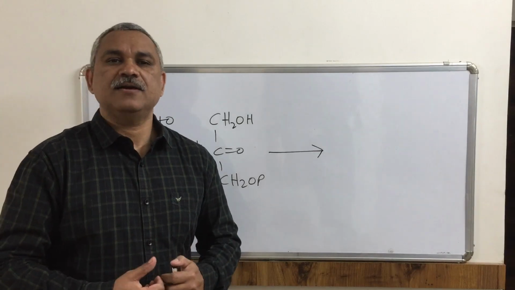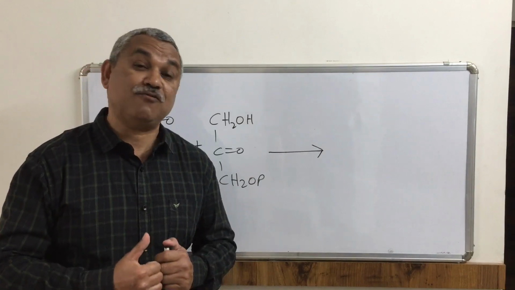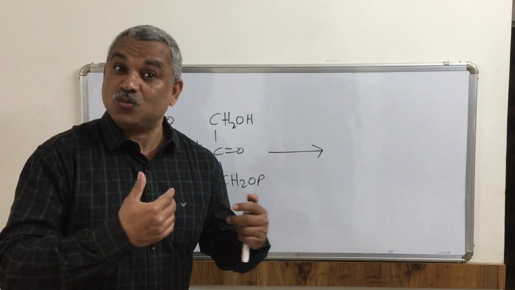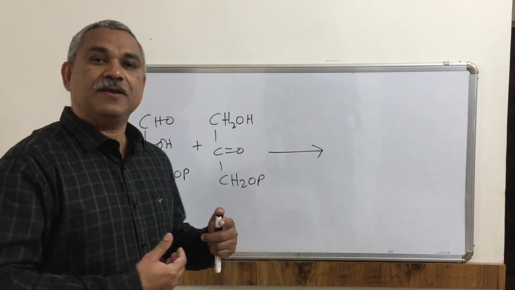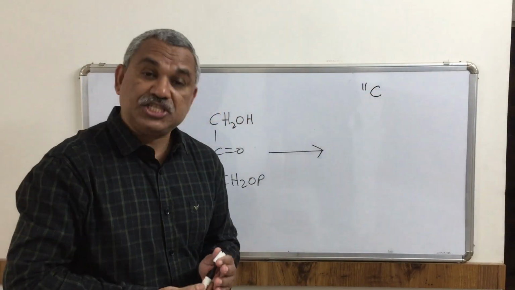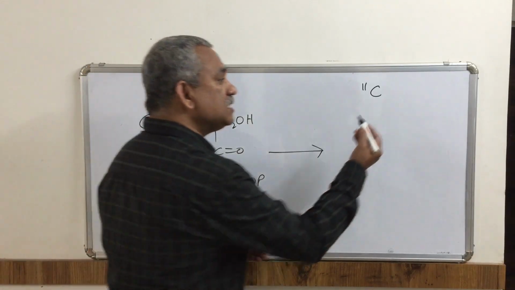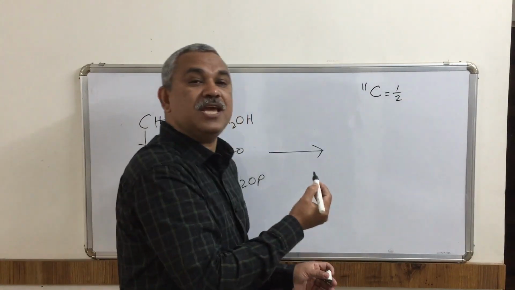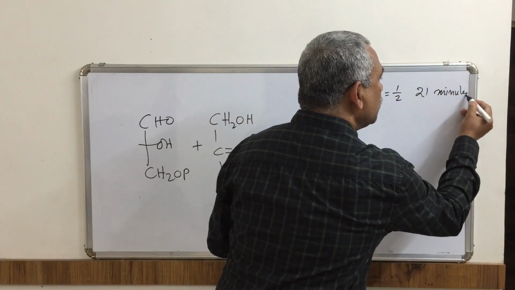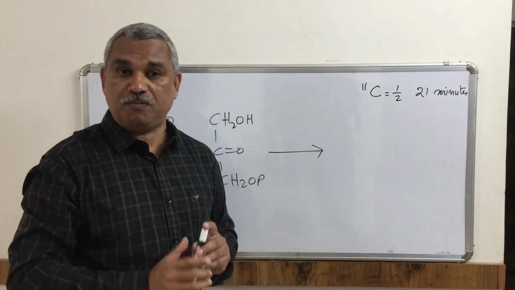Let us understand that these were all laborious experiments that were carried out in the 1940s. Benson explains in his work that he was using C11, carbon 11, initially for radio labeling. C11 has a problem. Its half-life is only about 21 minutes, so it becomes extremely difficult to identify the products which are being formed.